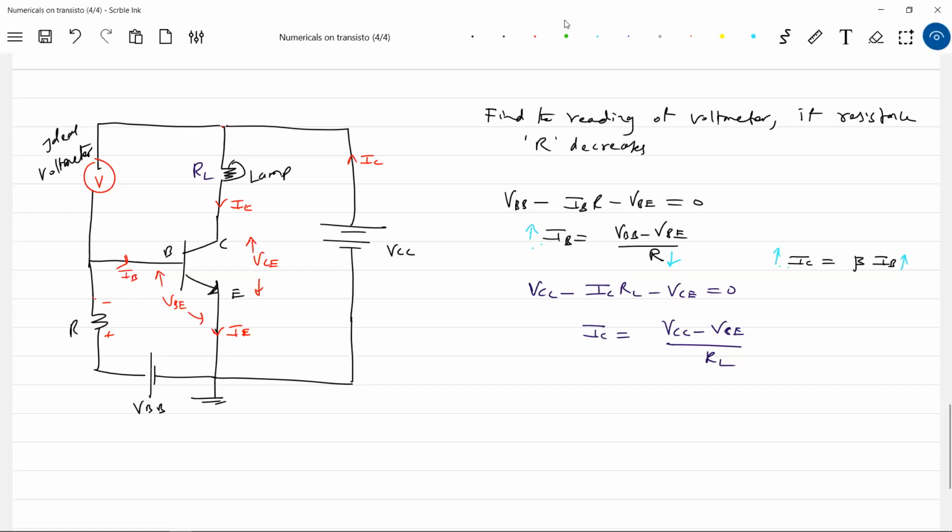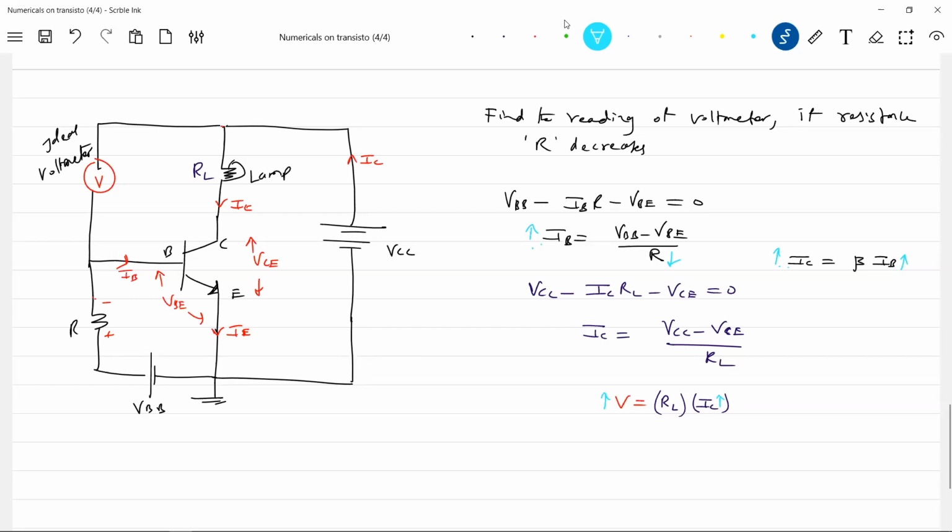tell me, what is the reading of the voltmeter? The reading of the voltmeter is V equal to IC into the resistance of the lamp, RL. The resistance of the lamp, let it be constant. I'm not going to disturb it. So as IC increases, V equals RL into IC, I'll write it. If this IC increases, then V should also increase.